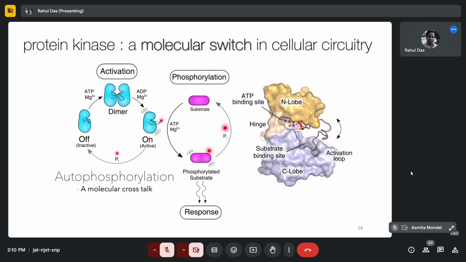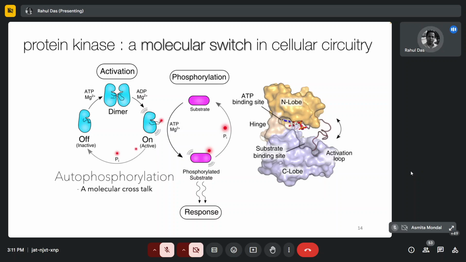So how then does the cell regulate this off state and the on state? This is a fundamental question that most of the research going on is about. Why is it very important?